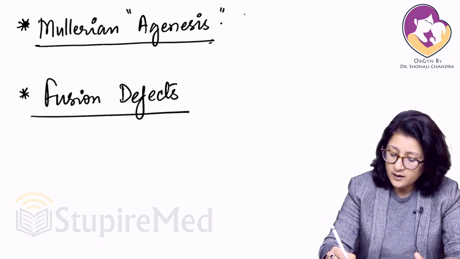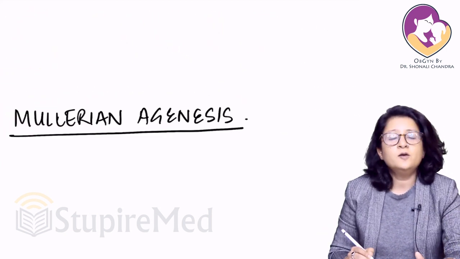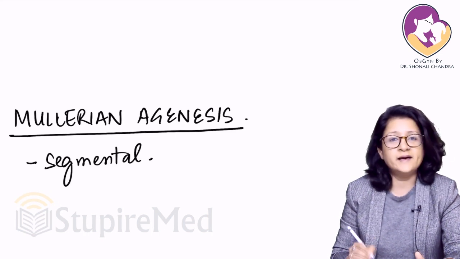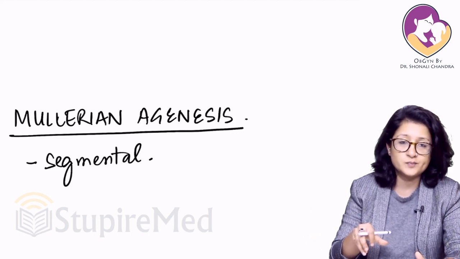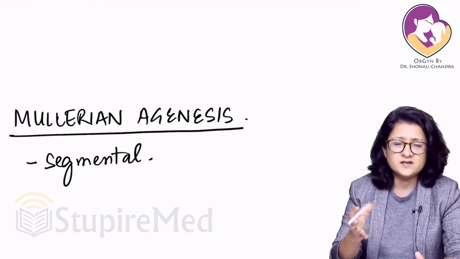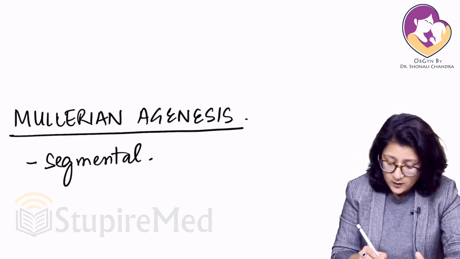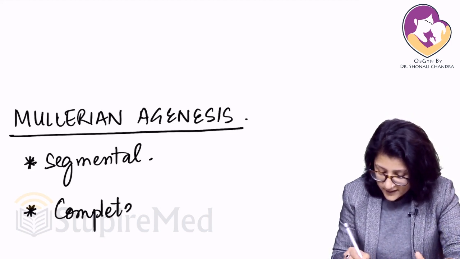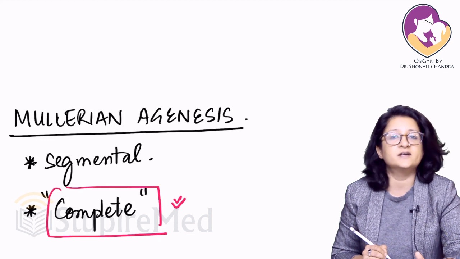All right, let's talk about Mullerian agenesis first. Now, Mullerian agenesis can be segmental. So the agenesis is not complete, but it is in segments. Maybe the tubes are present but the uterus is not present, or the uterus is present and the tubes are not present, or vice versa, or the cervix might just be absent. So there can be segmental Mullerian agenesis as well. But what we are going to focus upon here is complete Mullerian agenesis.